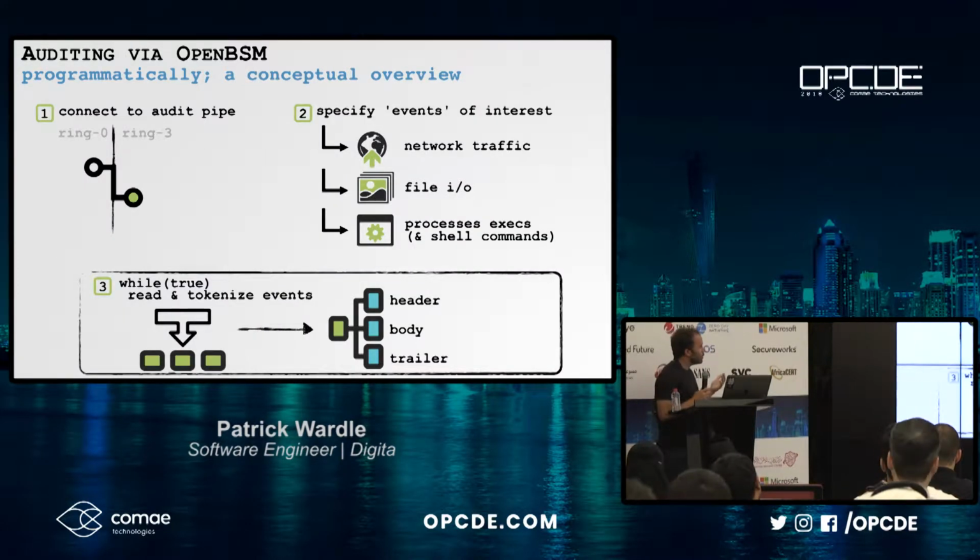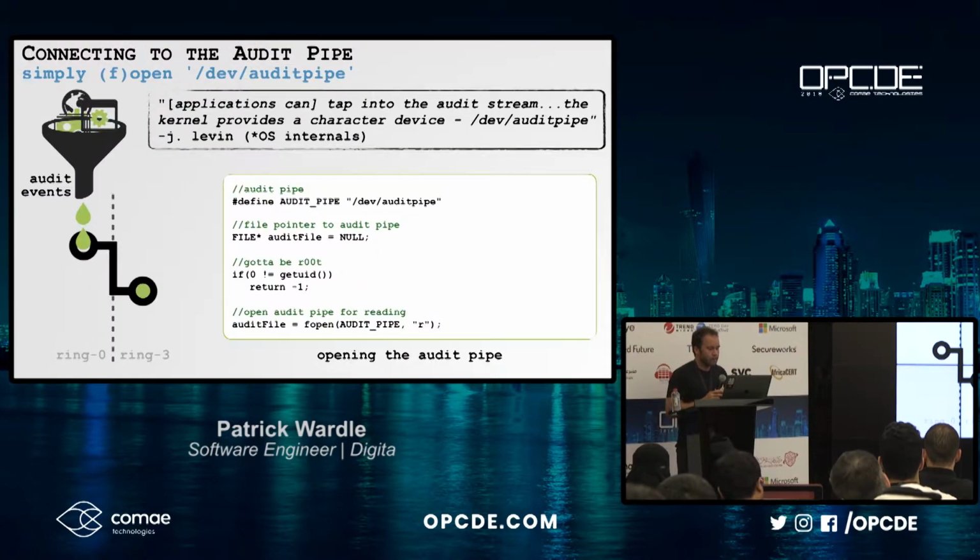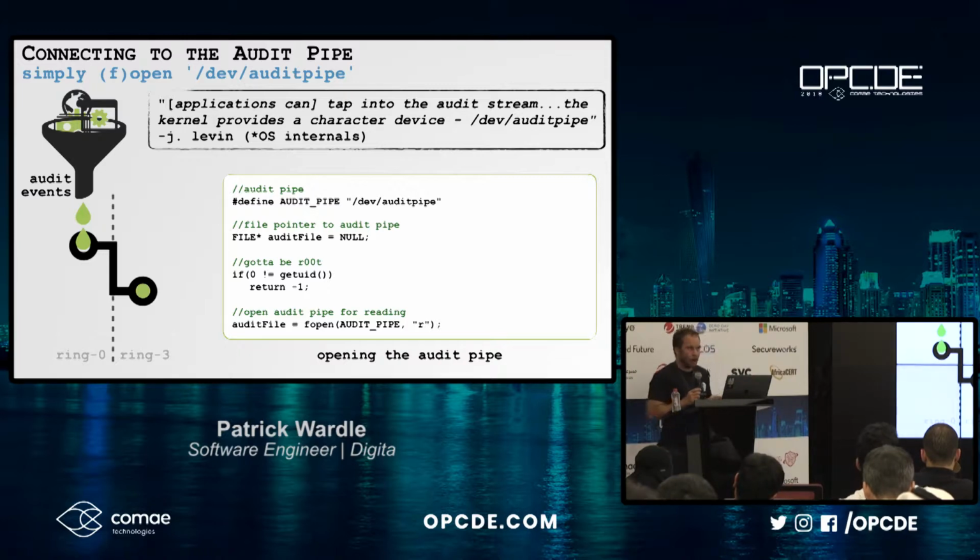So programmatically, how does one make use of OpenBSM in code, for example, in a monitoring utility? We'll dive into each of these steps, but conceptually, from a high level, it's pretty easy. First, you connect to the user mode audit pipe. You then specify what audit events are of interest to you. For example, you can say, I want file events and process notifications. And then you read off this pipe, and the kernel will deliver to you audit events. So pretty standard.